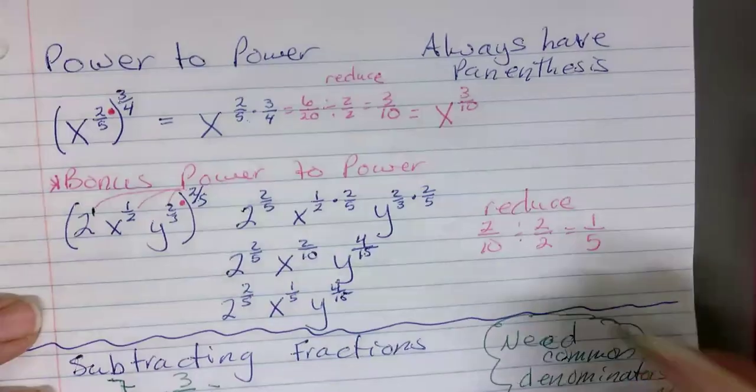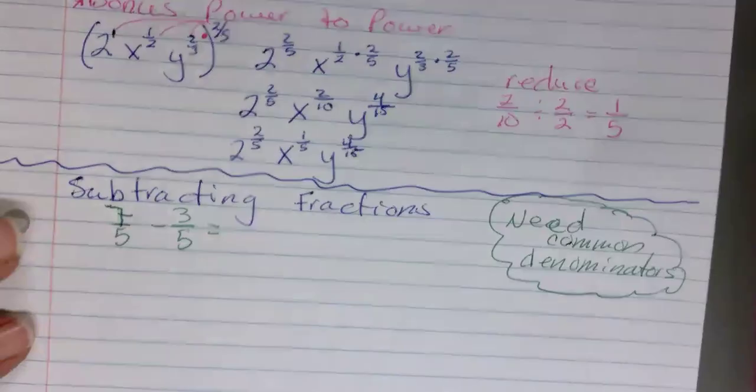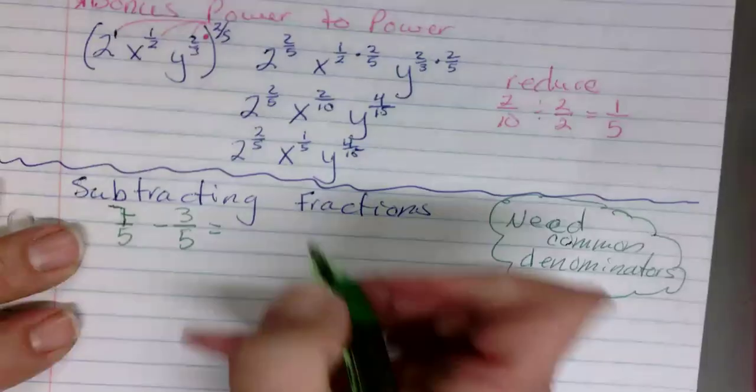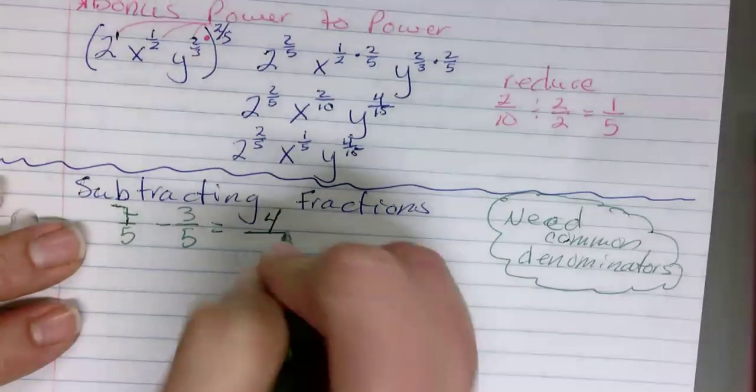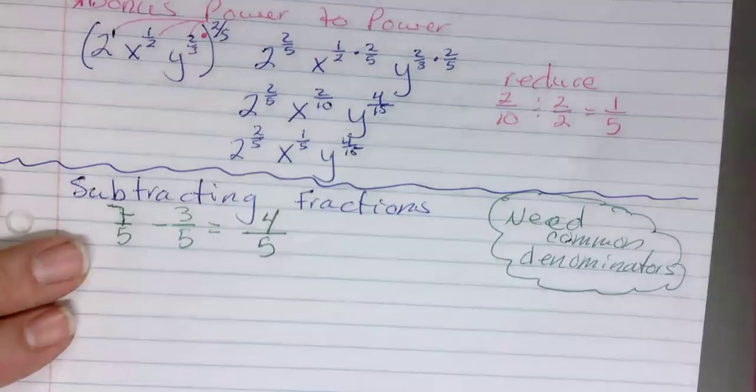If you don't have common denominators, you have to make them. Again, I don't give you one like that on the test, so I'm not going to review it here. All right, so 7 minus 3 is 4. Our denominators are alike, so they get to just stay alike. We get 4/5.